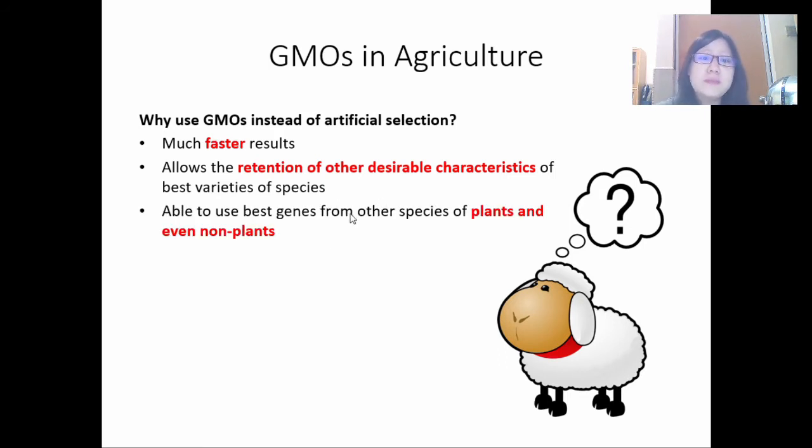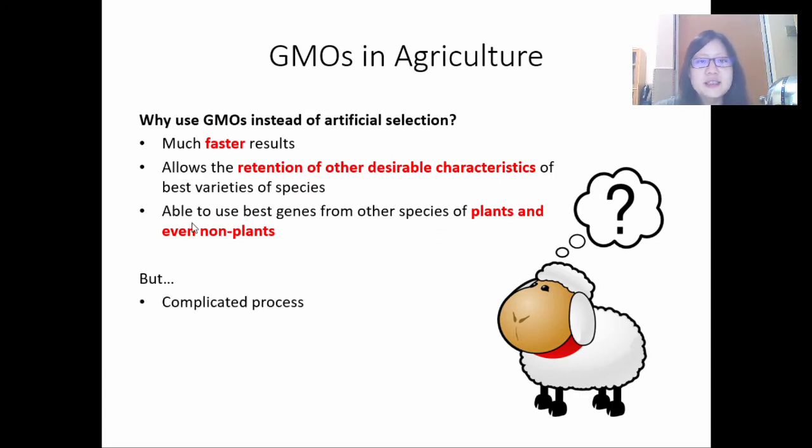And you can even use the best genes from other species, which would never happen in artificial selection because you're crossing plant to plant. But if I use GMOs, I can take the gene from anywhere. It could be a bacterium, it could be a human being, it could be an animal, it could be other species of plants that would never cross with this particular plant, in order to improve that particular plant.